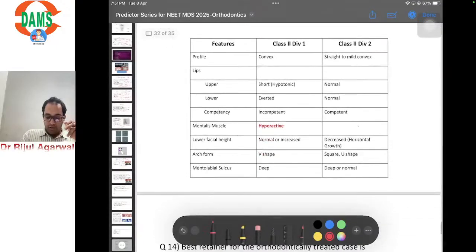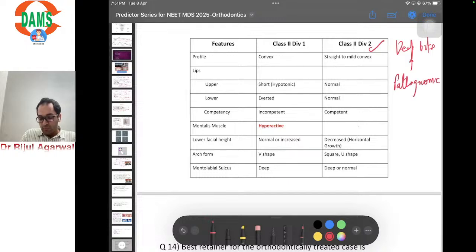These are the differentiating points between div 1 and div 2. Most pathognomonic feature of class 2 div 2 is deep bite. Please remember, pathognomonic. Most clinically evident feature of class 2 would be retroclined incisors.